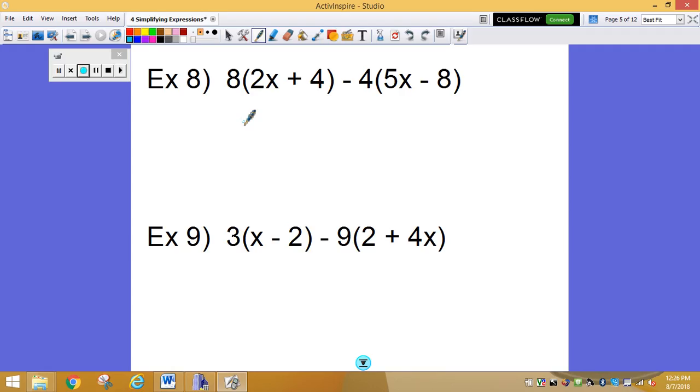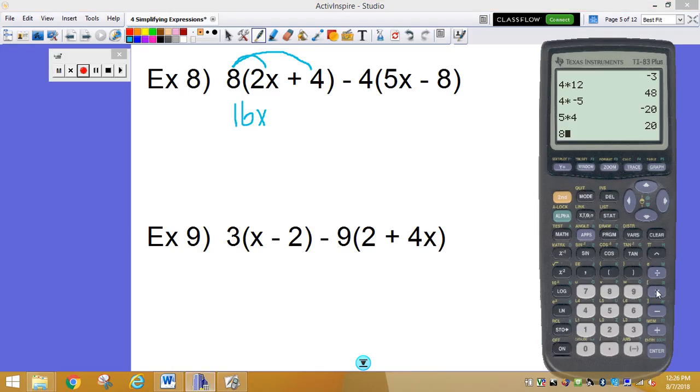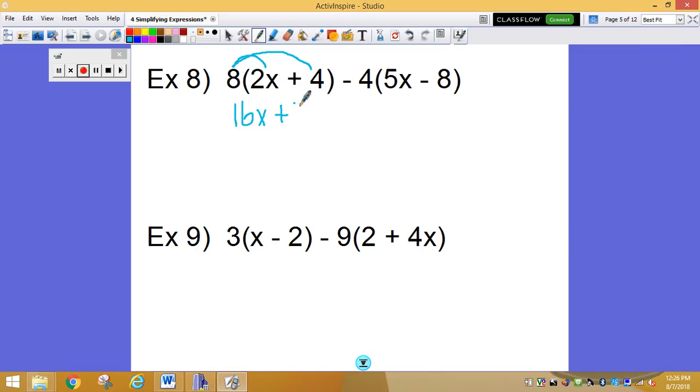Example 8, all right, same thing, we just have two distributions now, but that's fine. So I'm going to take this 8 and distribute. 8 times 2 is 16, and because that 2 had an x, I'm going to bring an x down. 8 times 4 is 32, and it's positive.